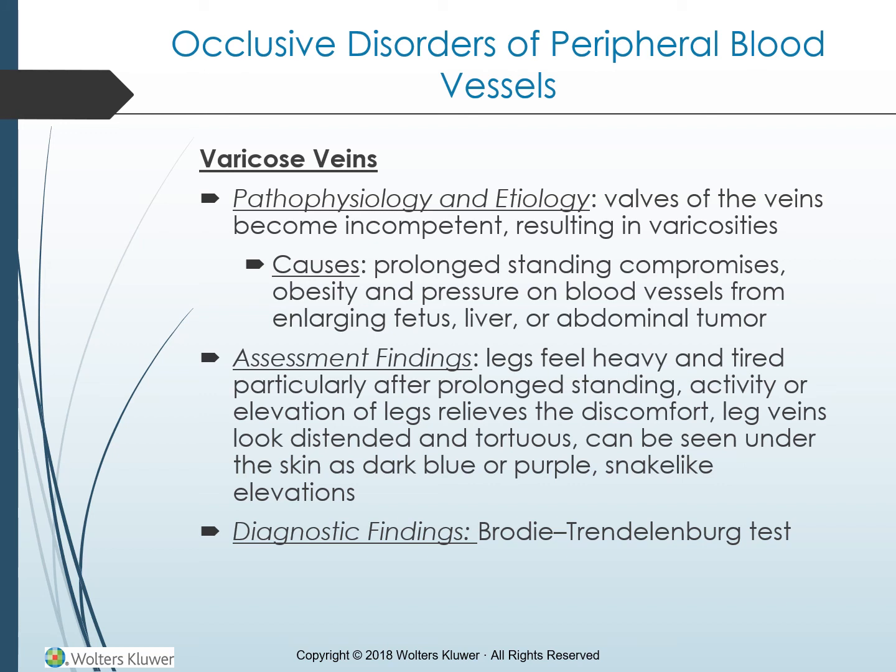The valves of the veins become incompetent in early adulthood, resulting in varicosities. In others, anything that constricts or interferes with venous return contributes to the formation of varicose veins. Prolonged standing compromises venous return as blood pools distally with gravity. Obesity and pressure on blood vessels from an enlarging fetus, liver, or abdominal tumor contribute to venous congestion. Thrombophlebitis may lead to varicose veins because the inflammatory process may damage vein valves.